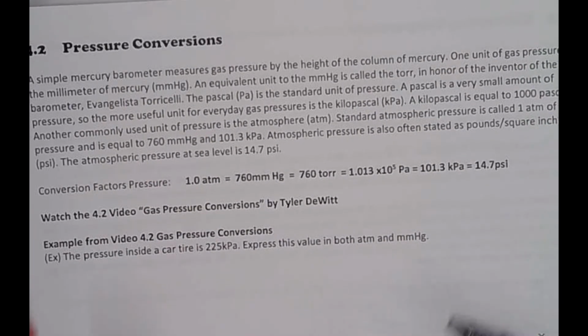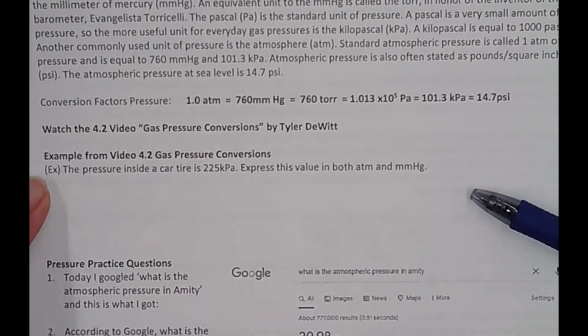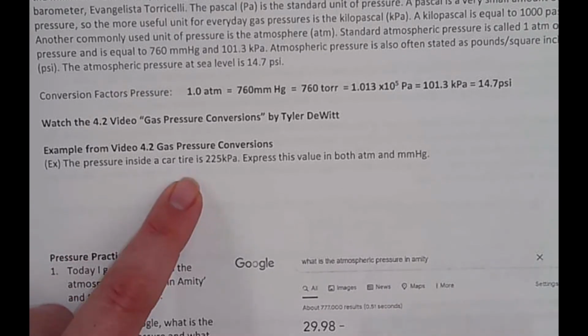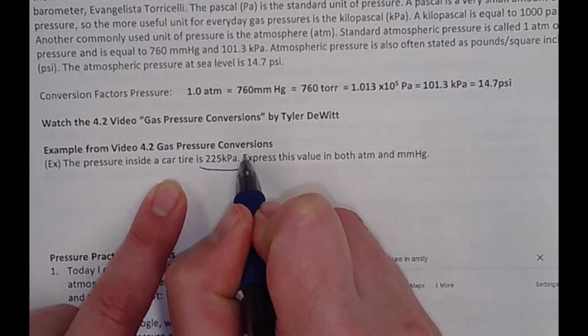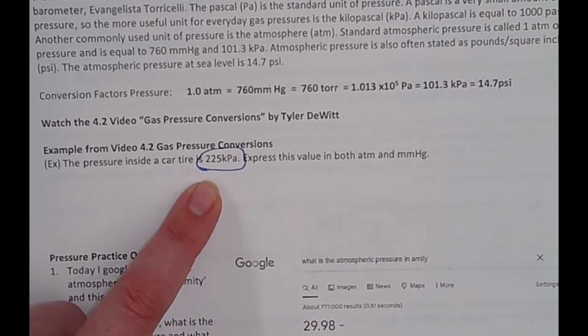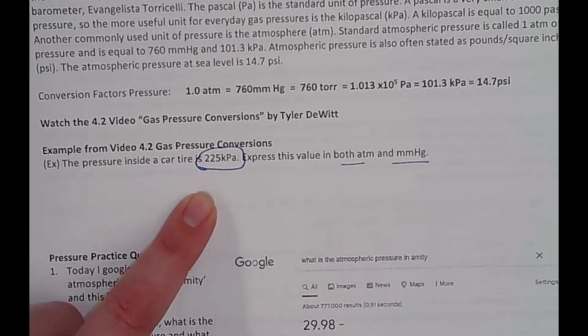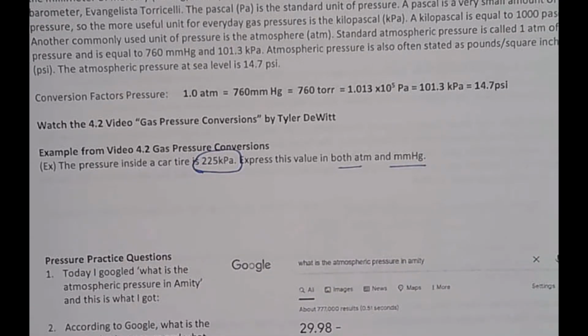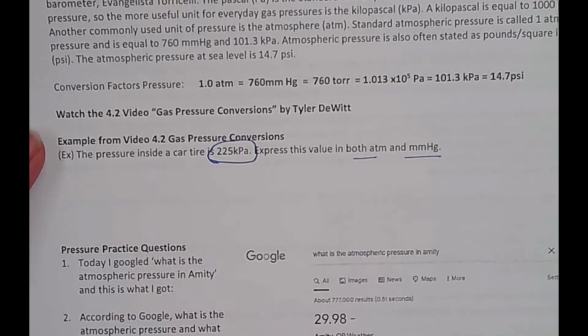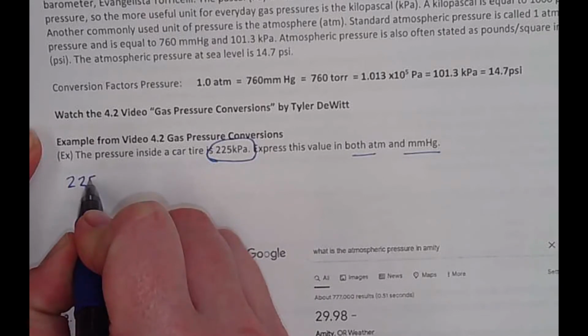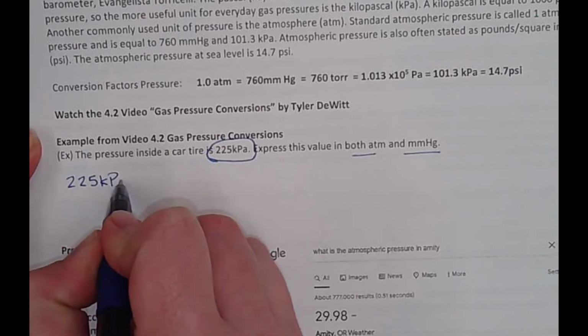And so now let's do an example here. Pick up your pen or pencil and copy down my example. What if the pressure inside your car tire is 225 kilopascals? Let's change this into atmospheres and then into millimeters of mercury. So we're going to do two different problems. The first thing you should always do is write down the pressure that you're given. So it says I have 225 kilopascals, and you want to convert that, right?